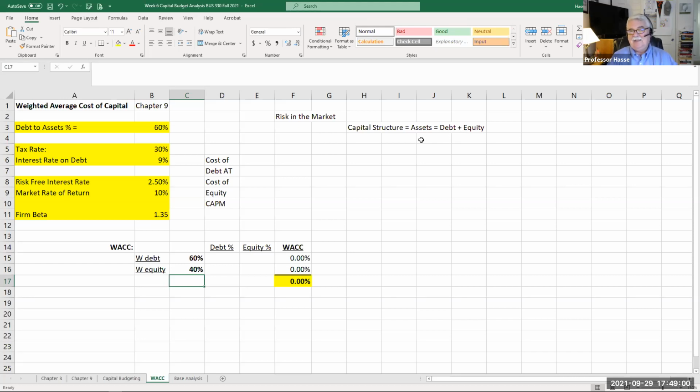Okay, that's cool. I got that. That's the weighted portion of our analysis. We weight our cost of capital by what percentage our company is in debt and what percent our company is in equity. Okay, that's item number one. Item number two is what is the cost of this debt and what is the cost of this equity?